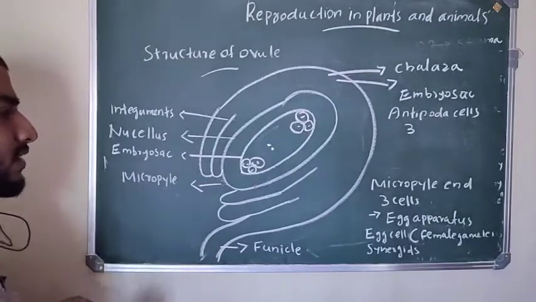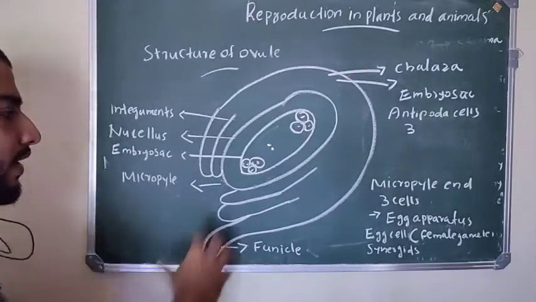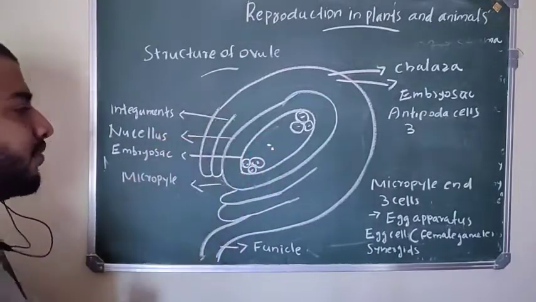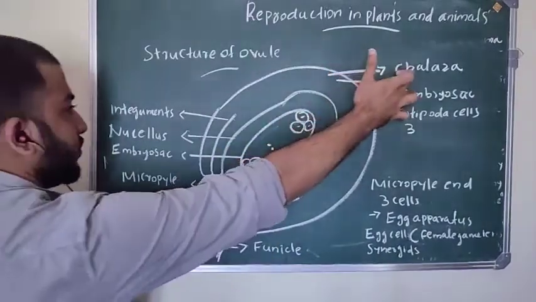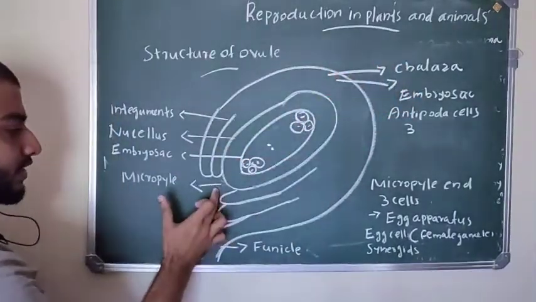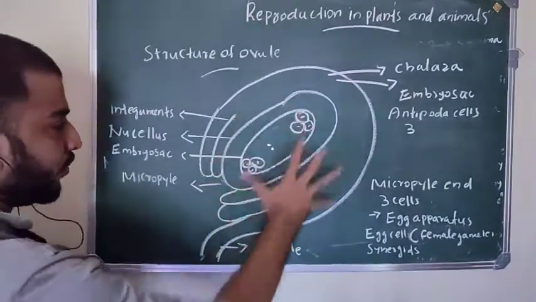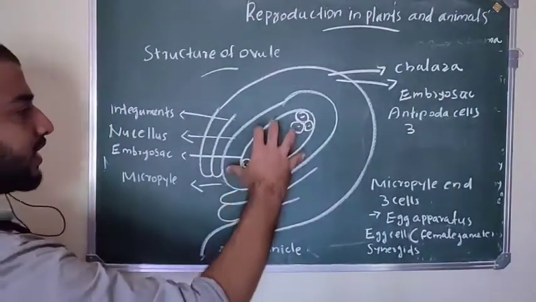So what is the structure of the ovule? You have to explain all these components. They have nucellus. Nucellus is the main part, and this nucellus is covered by integuments. The basal part of the ovule is called chalaza, and there is an opening. That opening is called micropyle, and the ovule and ovary are connected by a stalk called funicle.